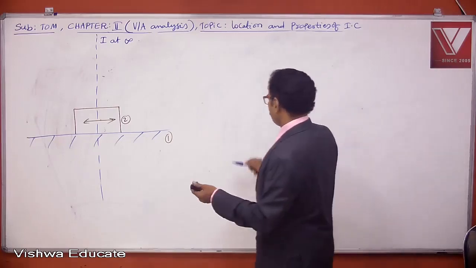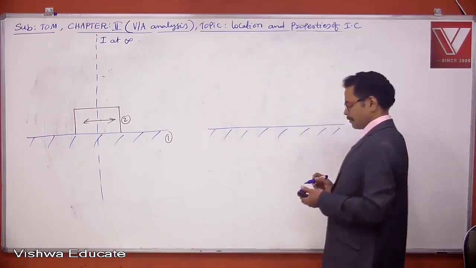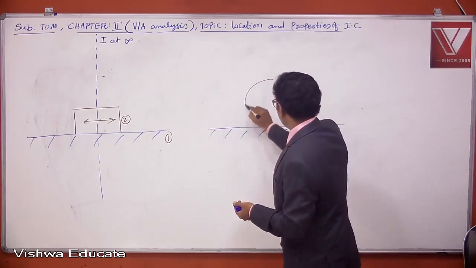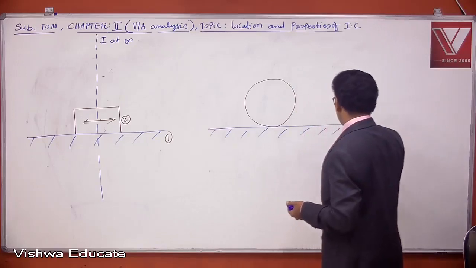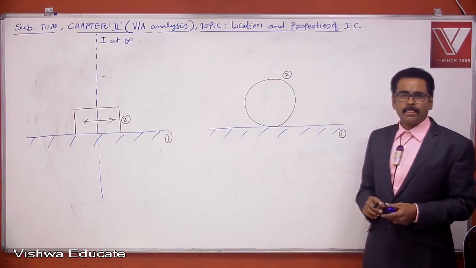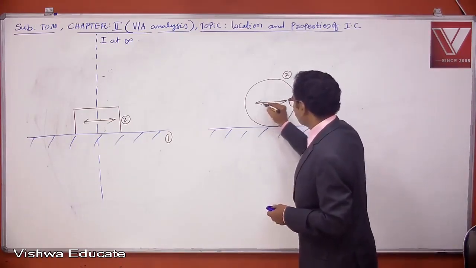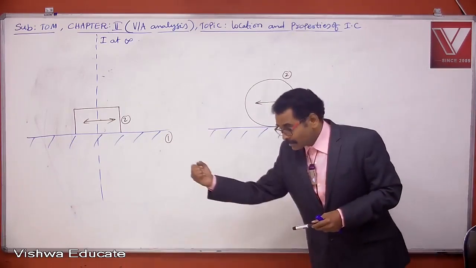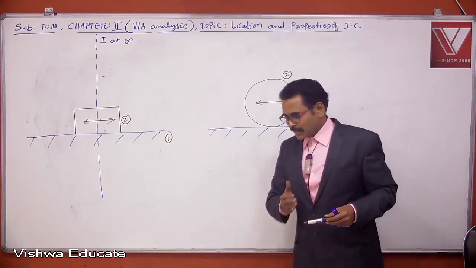Okay, now another example here. A plane surface is there. On this plane surface, a disc is placed. This is the first body and this is the second body. And this disc is executing pure sliding motion. This disc is not rolling, rather it is sliding. Generally when we apply brakes, the tire tends to slide over the road.